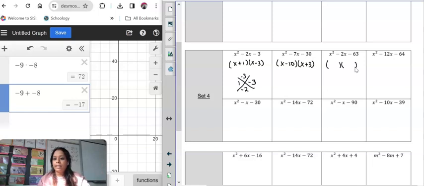So again, when I'm thinking ahead, the only way I can get a negative is to have a positive and a negative, and then the bigger number has to be negative because of the negative 2. So 9 and 7. 9 minus, oh, I forgot the x. 7 minus 9 is negative 2. Okay?